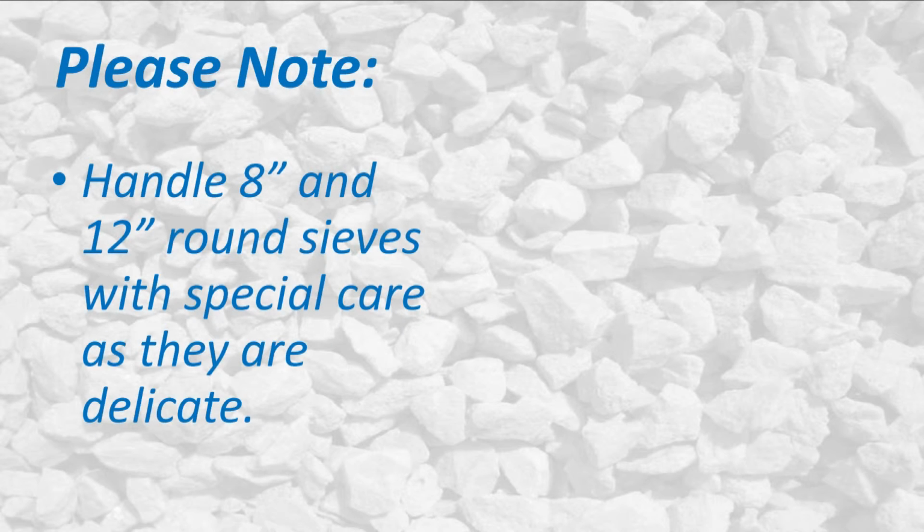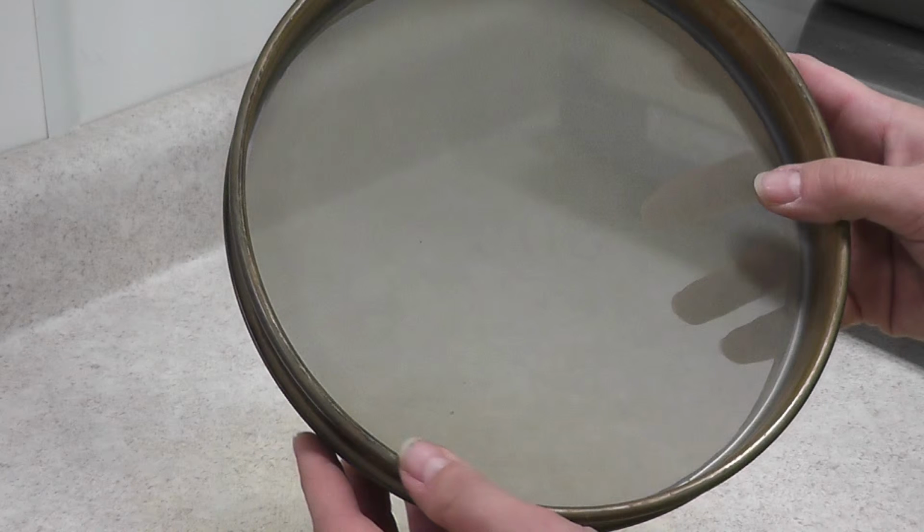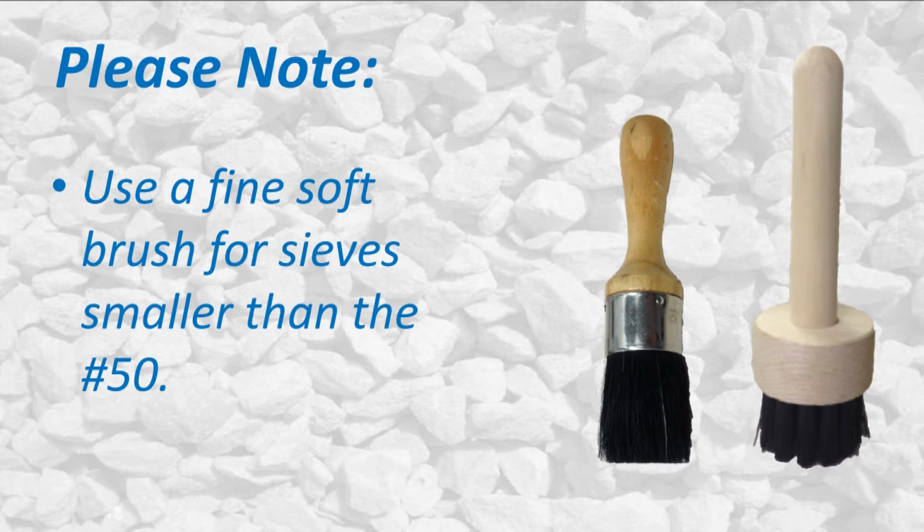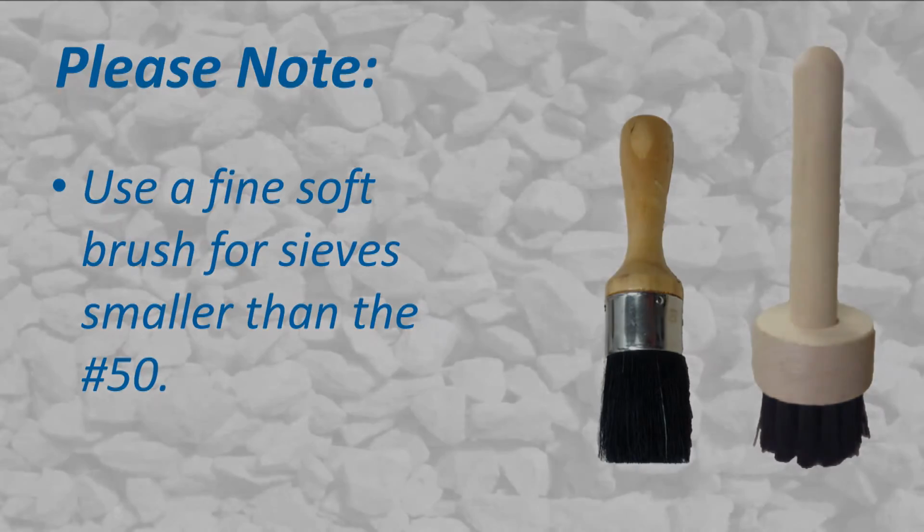The 8-inch or 12-inch round sieves need to be handled with special care due to the delicate nature of their screen sizes. As a general rule, use coarse wire brushes to clean the sieves down through the number 50 sieve. Any sieve with an opening size smaller than the number 50 should be cleaned with a softer cloth hair brush.